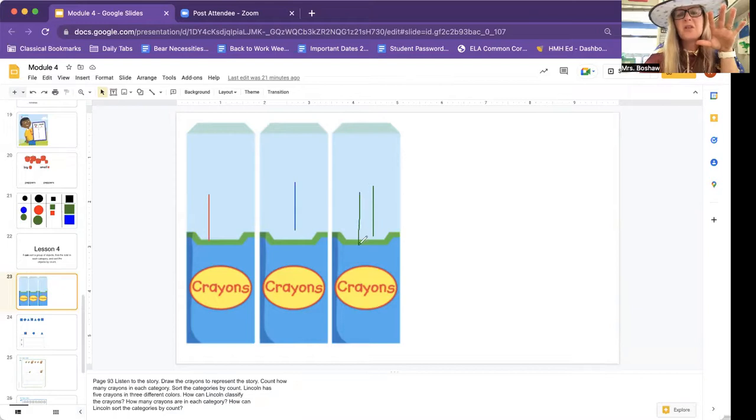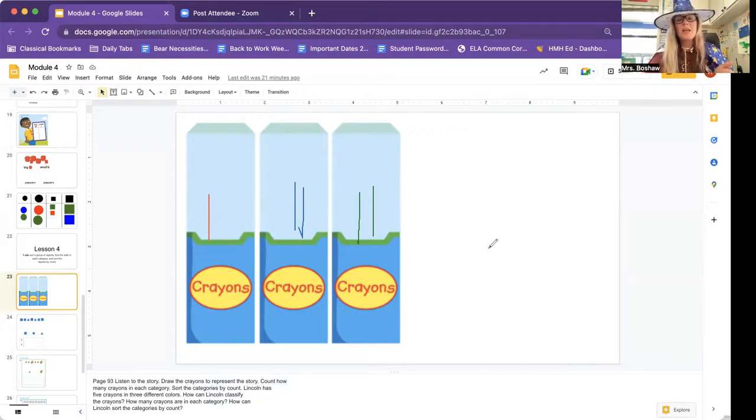I'm going to do another green one. So I have 1, 2, 3, 4. Okay, now I'm going to do another blue one. How many do I have now? Let's count. 1, 2, 3, 4, 5. I have 5. So they're sorted by color right now, right? I have my greens here, my blues here, and my red here.